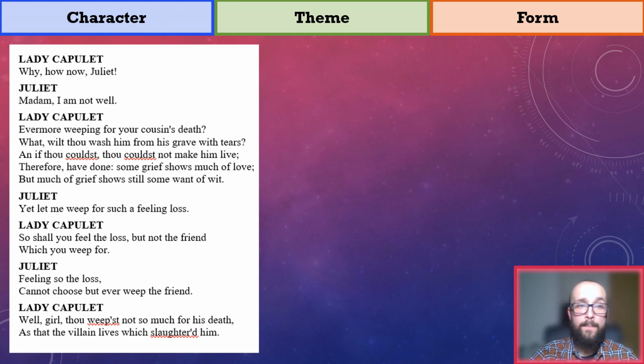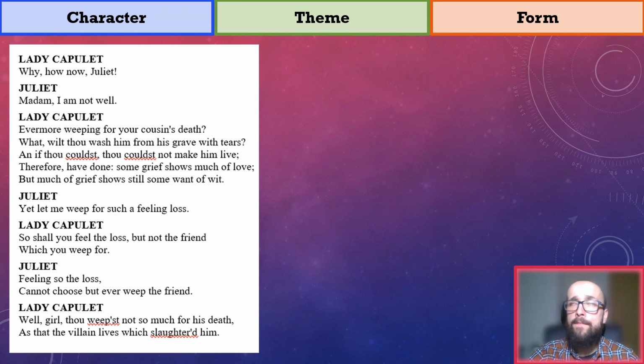So, in this video we are going to focus on the middle part of Act 3, Scene 5. The section that begins after Romeo leaves Juliet's bedroom and ends with Lord Capulet's ultimatum to Juliet: marry Paris or I will disown you. Before we get to that though, Juliet and Lady Capulet have a conversation first.